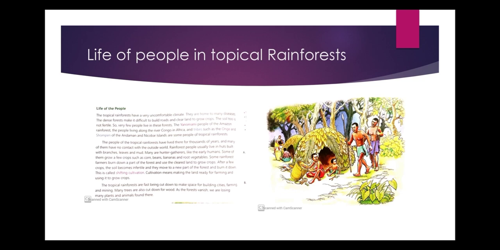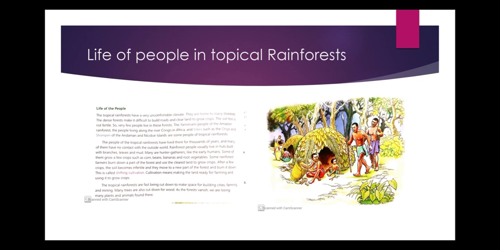The Yanomami people of the Amazon rainforest, the people living along the river Congo in Africa, and the tribes such as the Onges and Shompen of the Andaman and Nicobar Islands are some people of tropical rainforest. The people of tropical rainforest have lived there for thousands of years, and many of them have no contact with the outside world. Rainforest people usually live in huts built with branches, leaves, and mud.